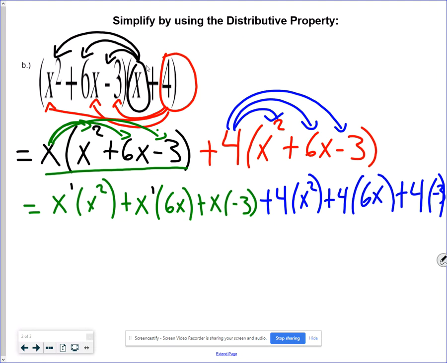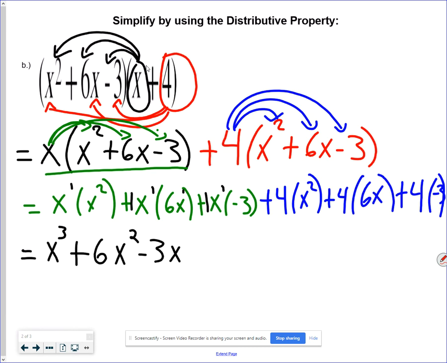So all these x's have exponents of 1. So we'll take x to the first times x squared. When we multiply our variables together, we add the exponents. So we have x cubed plus, that x also has an exponent of 1, so we have 6 times 1 to be 6, and then x to the first times x to the first. So we add our exponents to get x squared, and then negative 3 times 1 is minus 3, and then we keep our x.